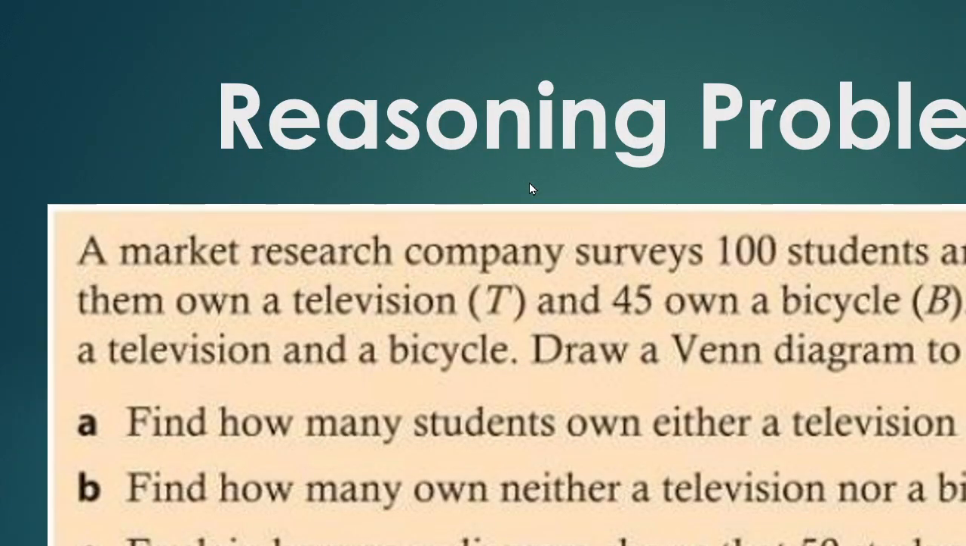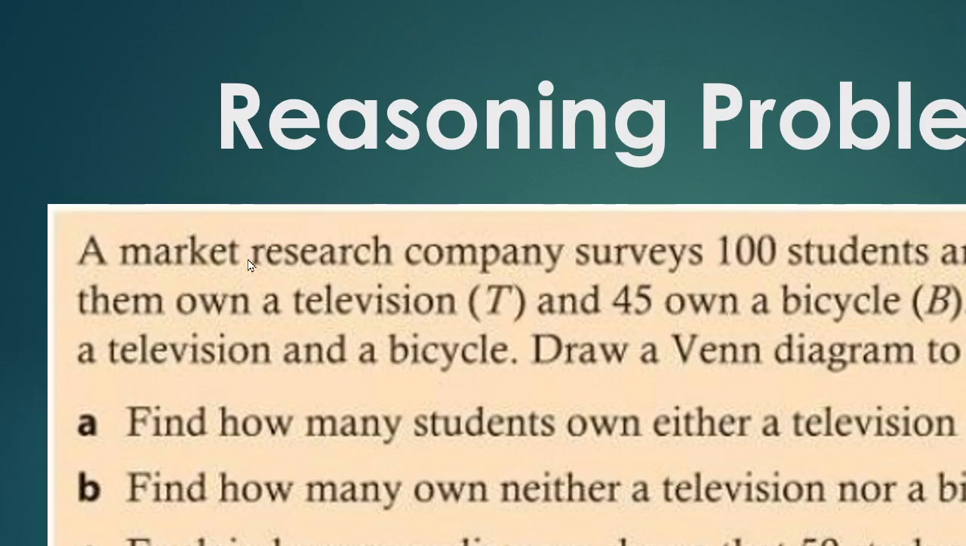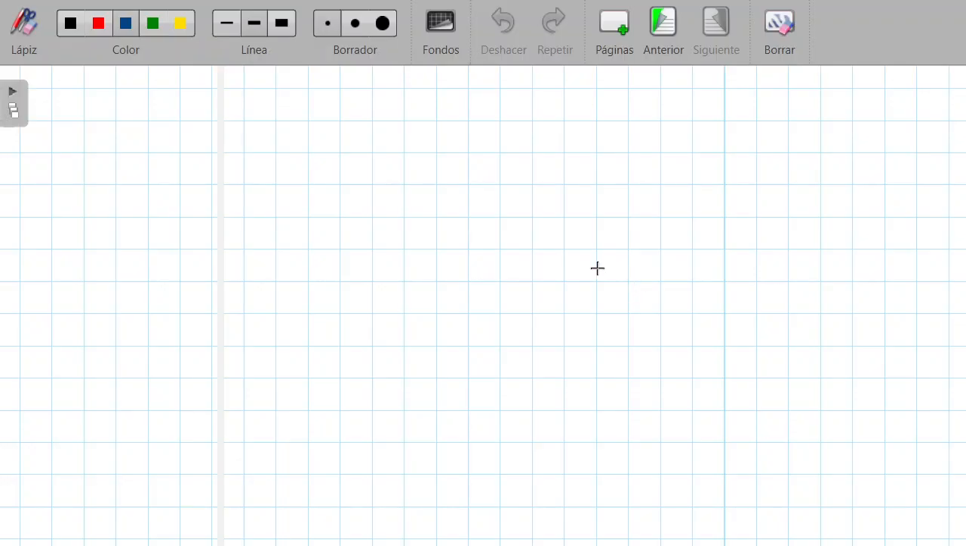So let's continue with this reasoning problem. In the following reasoning problem, we have a market research company which surveys 100 students. So the number of the universe is 100 students.